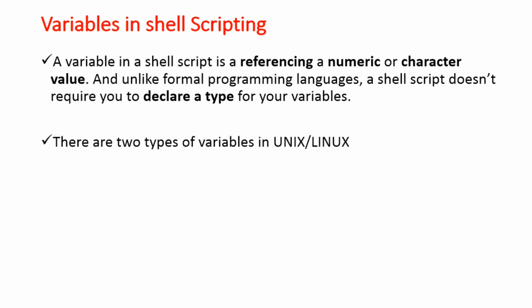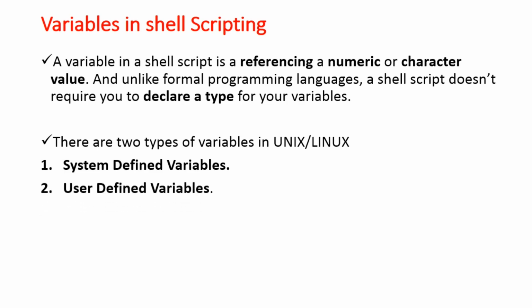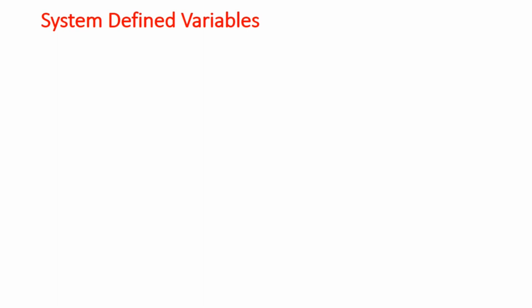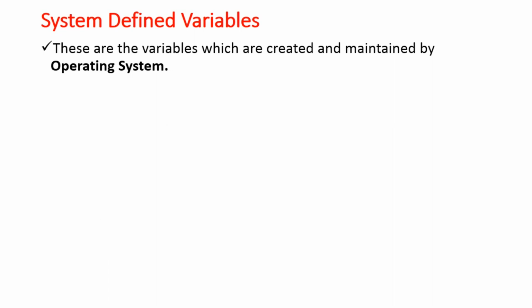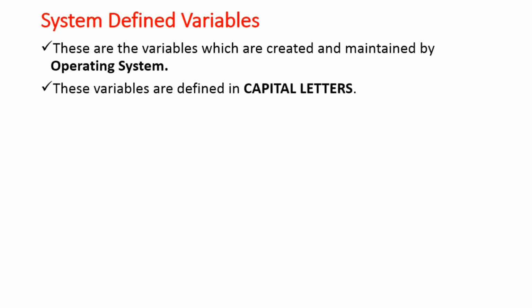In a Unix system there are two types of variables available. The first one is system defined variables, and the second is user defined variables. Now let us discuss system defined variables. These are the variables which are created and maintained by the operating system. These variables are defined, implemented and maintained by the operating system, and all of them are defined in capital letters.